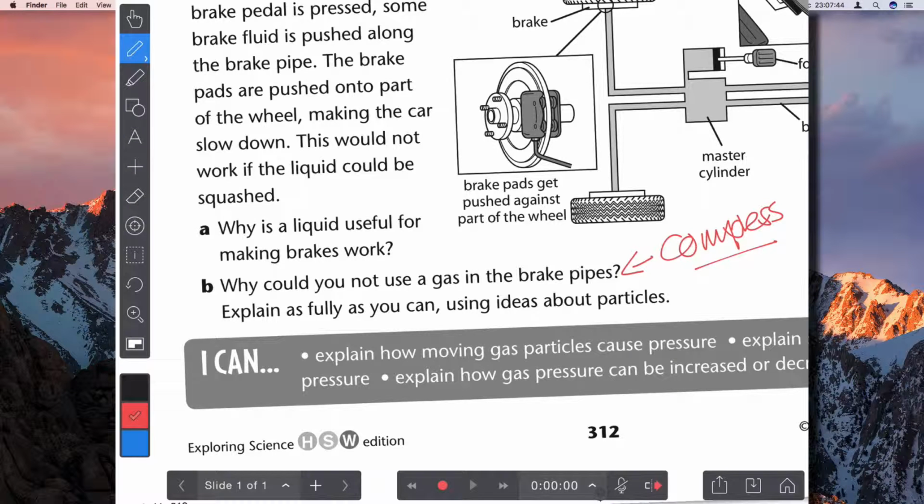The particles in a gas have spaces between them. So when you compress it, the spaces become less, because the particles are moving closer together. But in a liquid, the particles are already closer together, and it's more difficult to reduce the space between them.